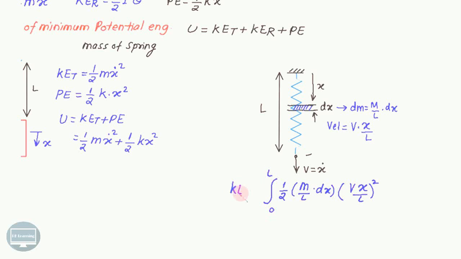So is this the kinetic energy of the spring now? Why do we consider the spring kinetic energy? Because the spring has mass. Previously we did not have a mass, so that is why we neglected it. So this one is the kinetic energy of the spring.